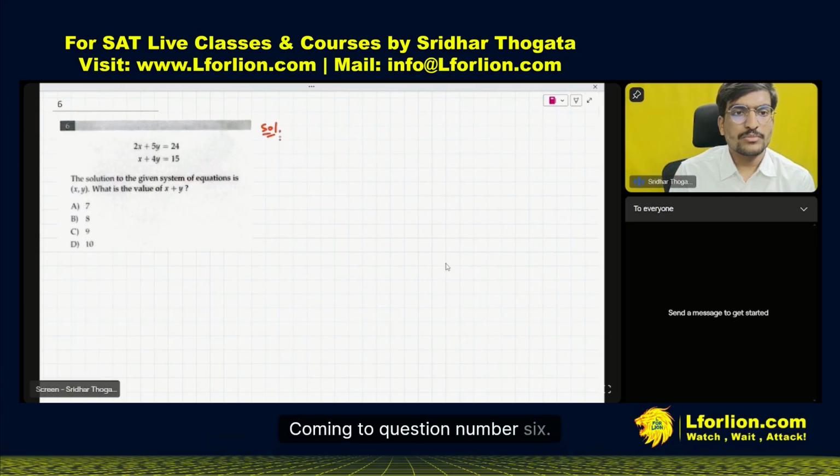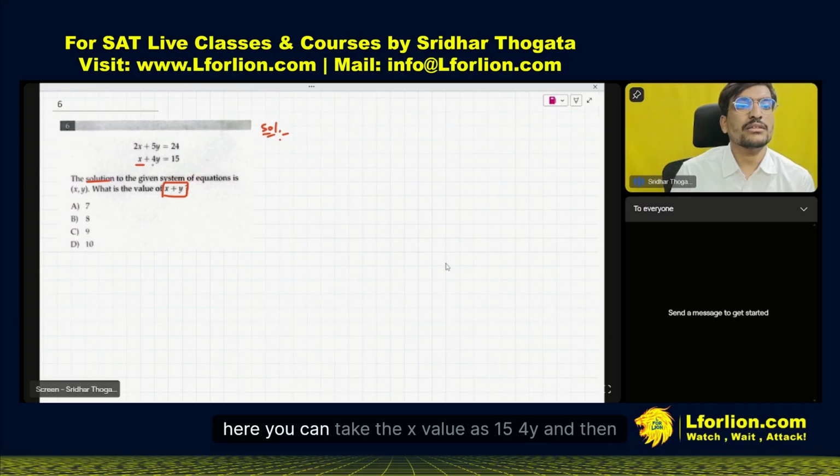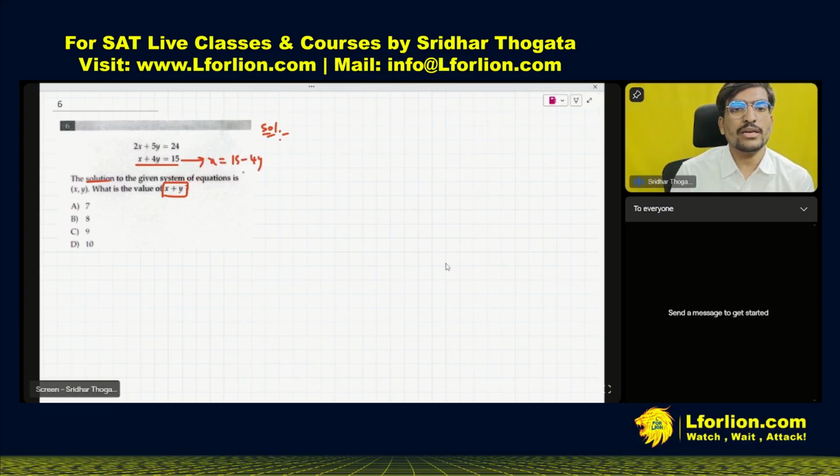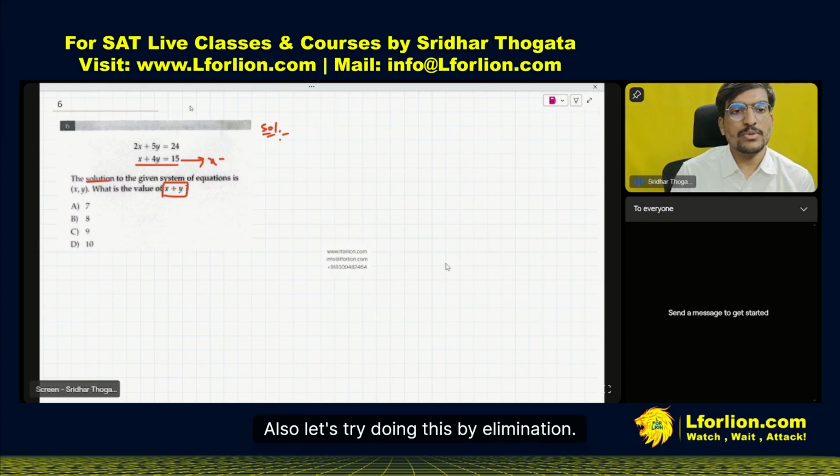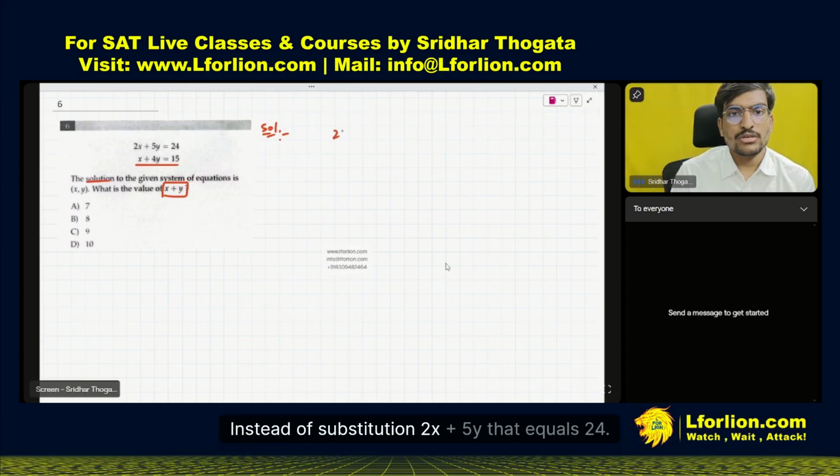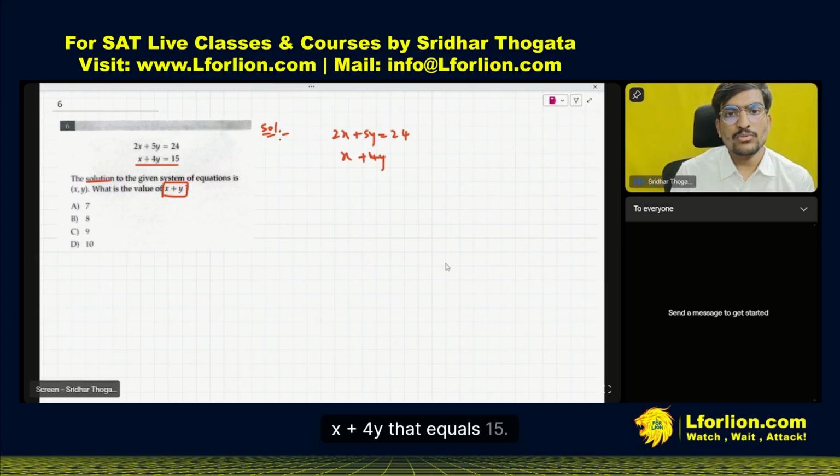Coming to question number 6, they are given two equations. You just have to find the solution and then add up. That is the main thing here. You can take the x value as 15 minus 4y and then substitute in the first one, or else you can do it by elimination also. Let's try doing this by elimination instead of substitution. 2x plus 5y equals 24, x plus 4y equals 15.